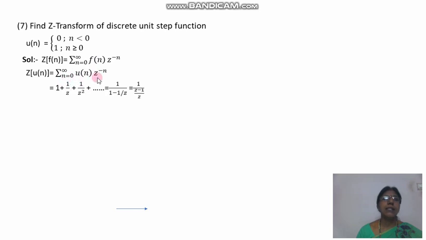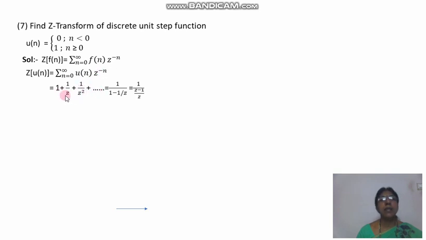Now expand this summation. First you put n is equal to 0. What we get? U of n for n is equal to 0 is 1. Z power 0 means 1, so 1 into 1, 1, plus. Next n is equal to 1, and greater than or equal to, any positive values u of n is 1. So for n is equal to 1 also 1, z power minus 1 means 1 by z. Plus n is equal to 2 also 1, u of n, then 1 by z power minus 2 means 1 by z square, and so on.